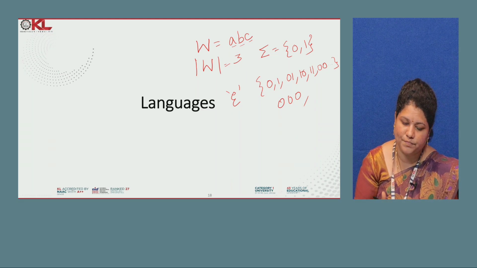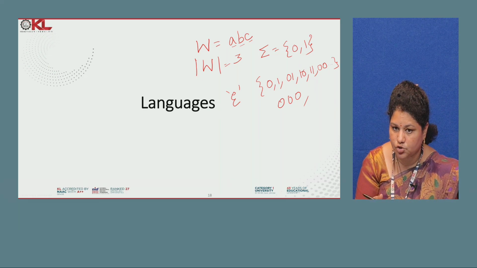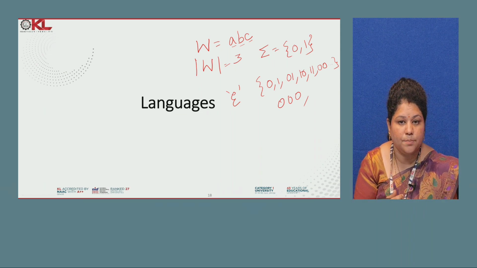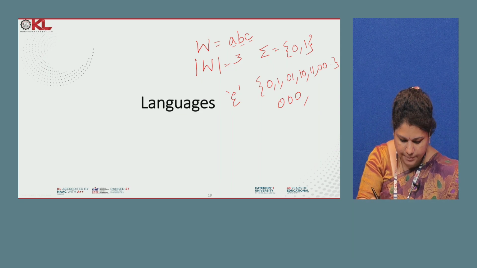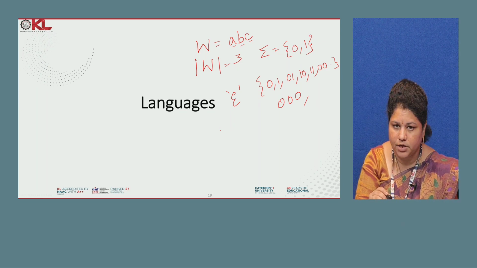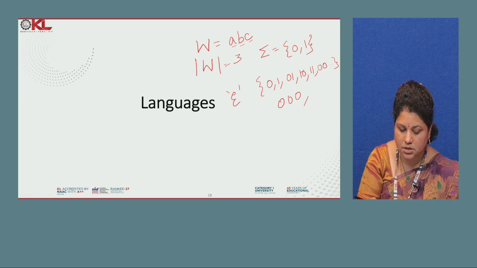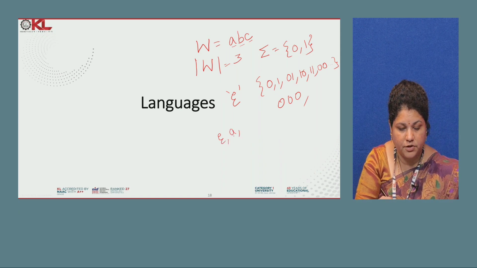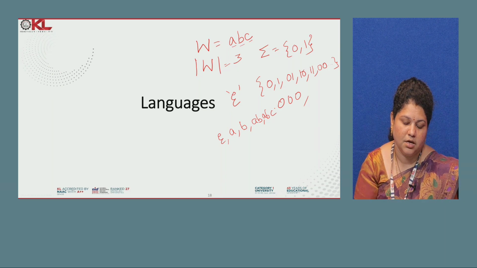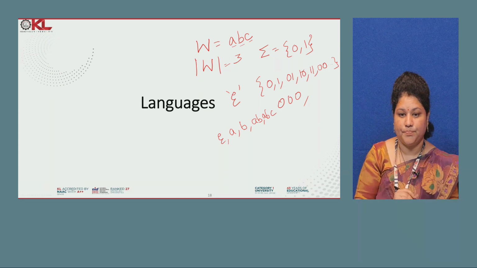Next, prefix of the string. What is the prefix of the string? For example, earlier we have taken ABC as a string here. Prefix of the string means, taking the same example ABC, the prefixes are: epsilon, A, AB and the complete string. Prefix means it contains the leading symbols. These all come under prefix of the string.